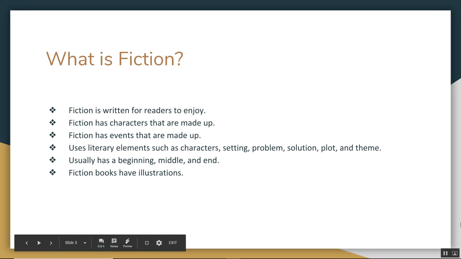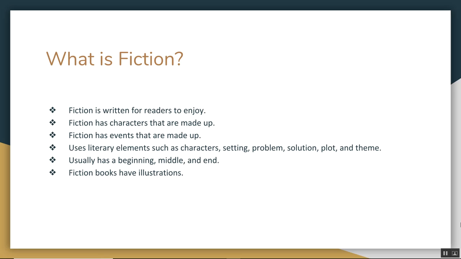First of all, we are going to discuss what fiction writing is and some of its characteristics. Fiction is written for readers to enjoy. Fiction has characters that are made up. Fiction has events that are made up. It uses literary elements such as characters, which are the people or animals in the story. It also has setting, which is where the story takes place.